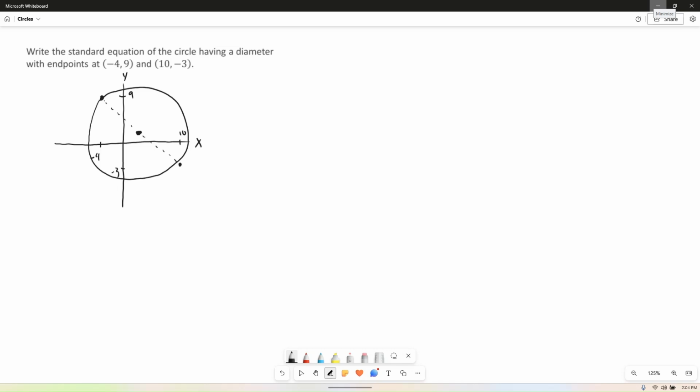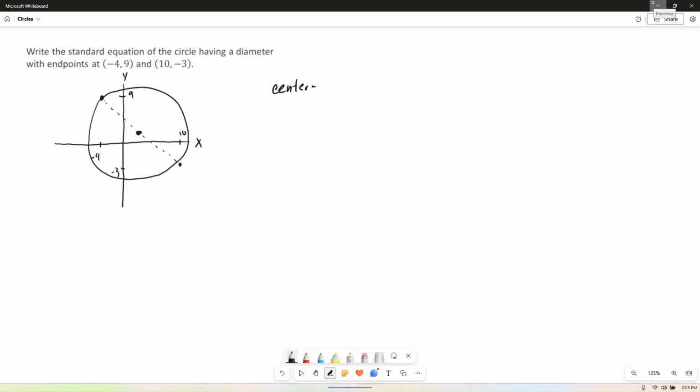Or you could think of the radius as being the length of the diameter divided by 2. So how do we figure out the diameter length or the radius length, and how do we figure out the coordinates for the center? There are several ways we could do this. We could use the midpoint formula to find the center.